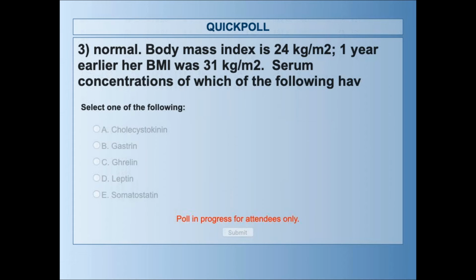So I'll give all of you a few more moments here to submit your responses before we move on to the correct answer. All right, so responses come in. Give all of you a few more seconds here.